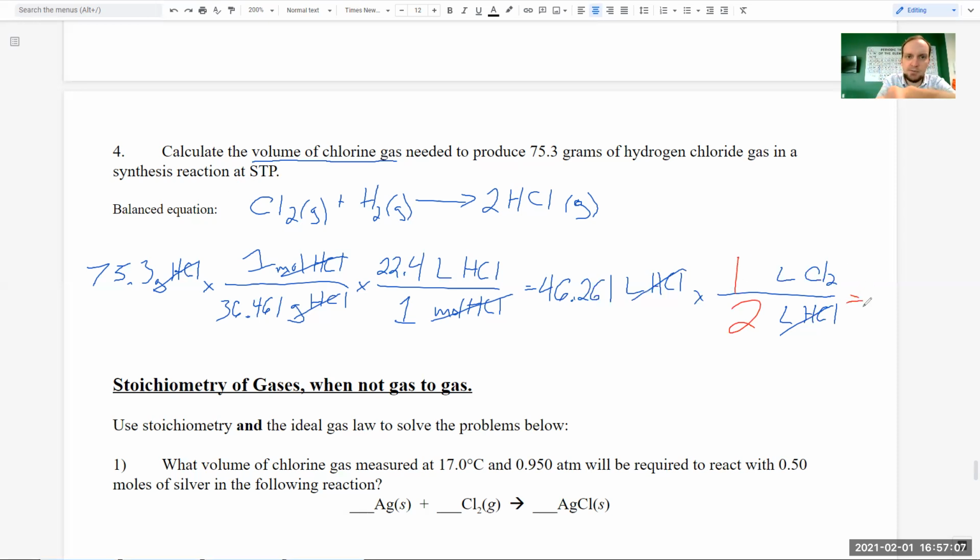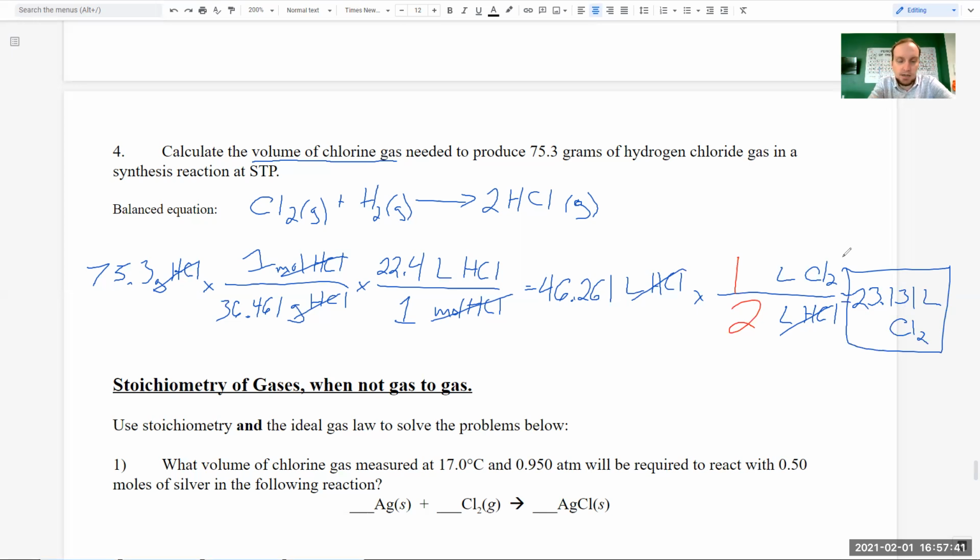So again, my answer is going to be basically whatever my previous answer was divided by 2, because that's how they're related in the chemical reaction. 46.261 divided by 2 is going to be 23.131. That would be liters of chlorine gas. So there we go. So again, that was very similar to the previous example. The only thing is that we had to come up with the balanced chemical equation ourselves.